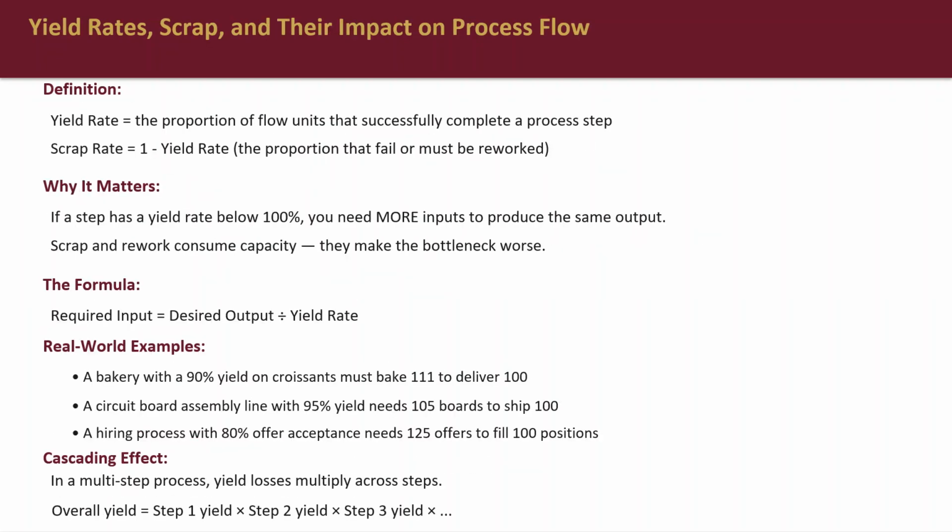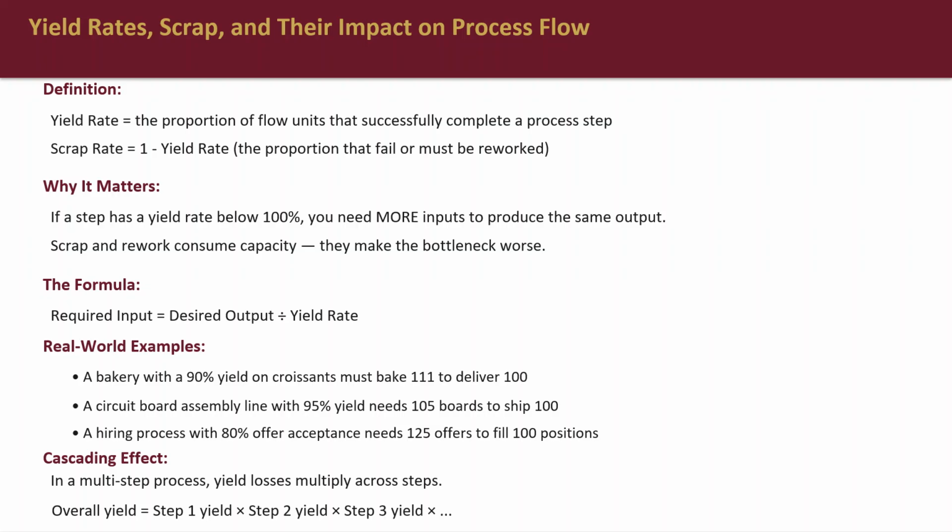So far, we have assumed every unit that enters a step comes out the other side. Real processes are not that kind. Yield rate is the share of units that successfully complete a step. Scrap rate is simply 1 minus the yield, the share that fails or has to be reworked.